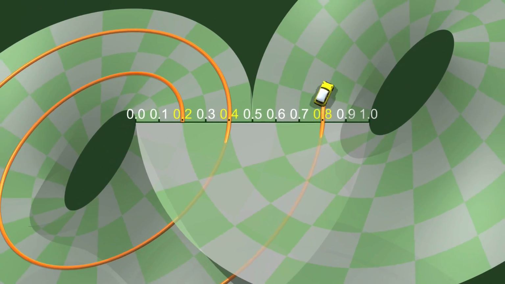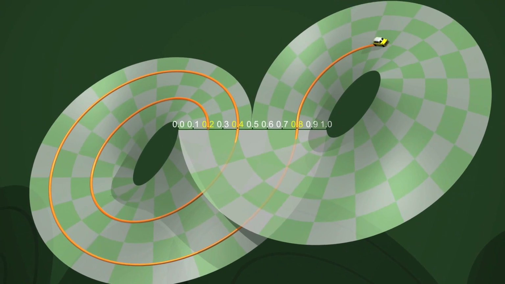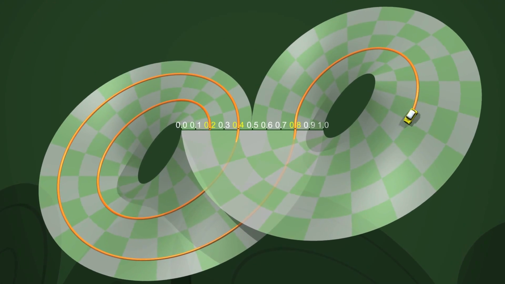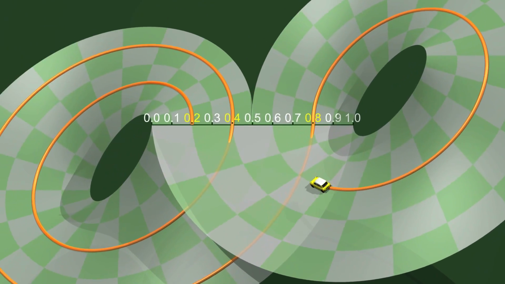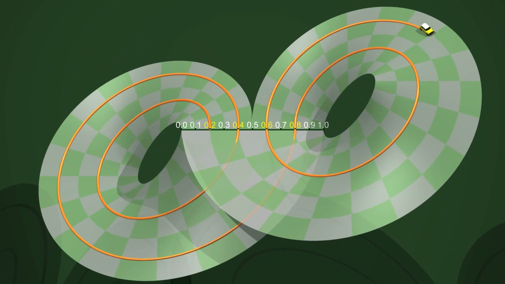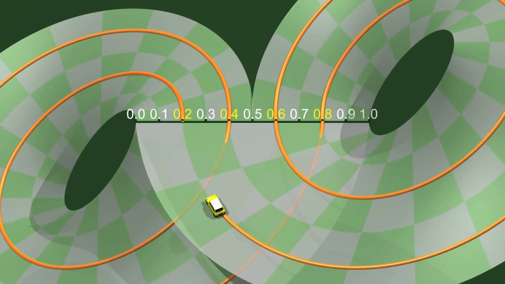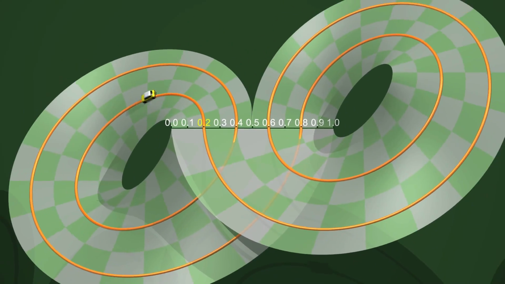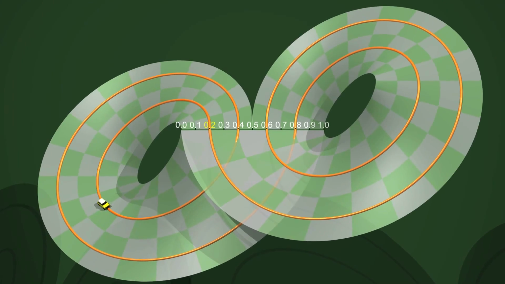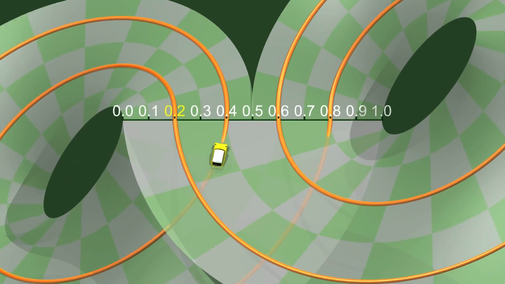Our position on the starting line is given by a number x between 0 and 1. At 0, we are on the left, at 1/2 we are in the middle, and at 1 we are on the right. If we start from the point x, then we will return to the point 2x if x is smaller than 1/2. And we will return to the point 2x minus 1 if x is larger than 1/2.